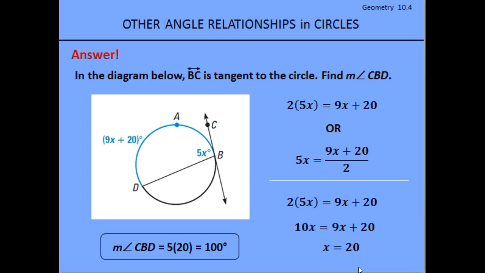But we're not done, because it didn't say find x. It said find the measure of the angle CBD. So we take our 20, plug it in to where the angle is 5x, and we get 100 degrees. So the measure of angle CBD is 100 degrees, given what we have been given. Moving on.